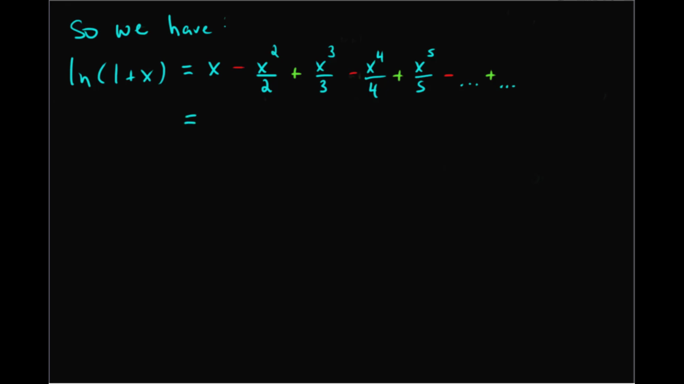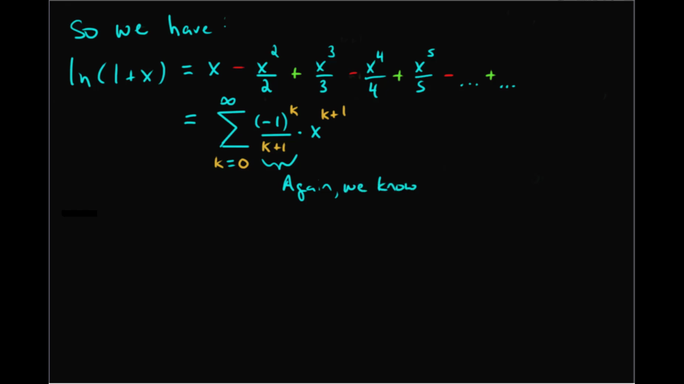And so it turns out that this series can be written more concisely as the sum from k equals 0 to infinity of (-1) to the k over k plus 1 times x to the k plus 1. And here's the important thing to realize. The leading coefficients of all these x terms just form the alternating harmonic series. So we know that the series of the coefficient terms converges.